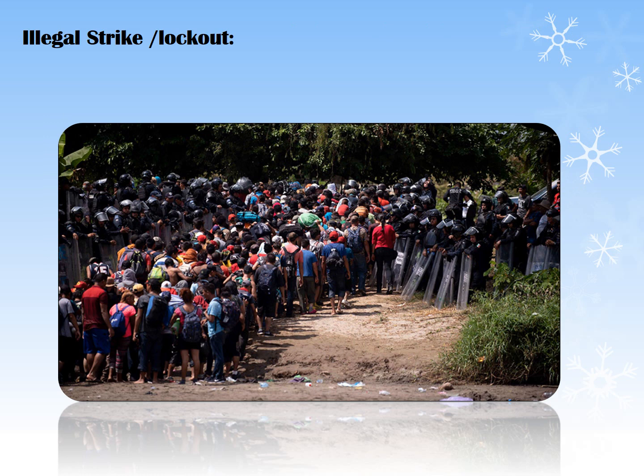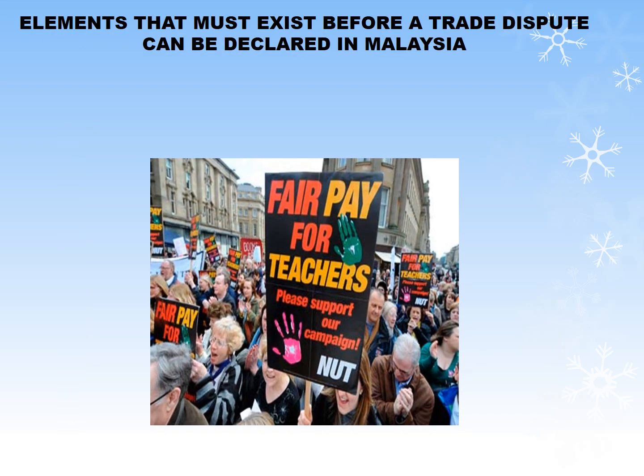Strikes or lockout is considered illegal if it is contravening or against Section 43 and Section 44 of the IR Act 1967 and if it is not related to any trade dispute. There are two elements that must exist before a trade dispute can be declared in Malaysia. Number 1, it must be between the relevant parties. And then second, the subjects or issues must be related to employment or non-employment, terms and conditions of employment or work rules.